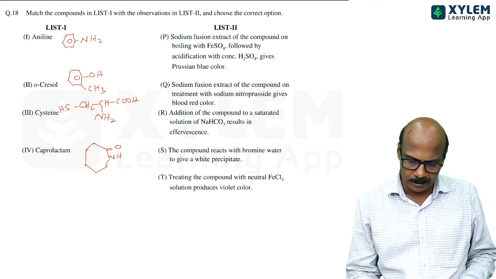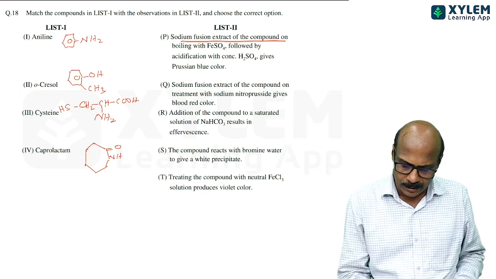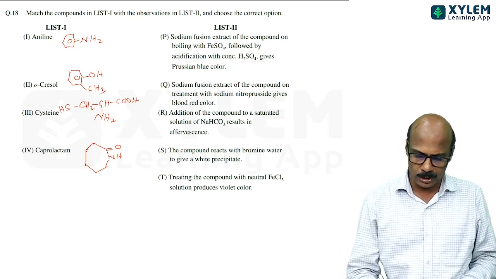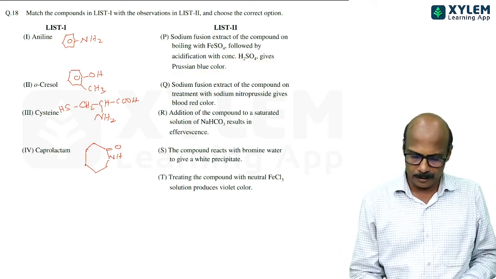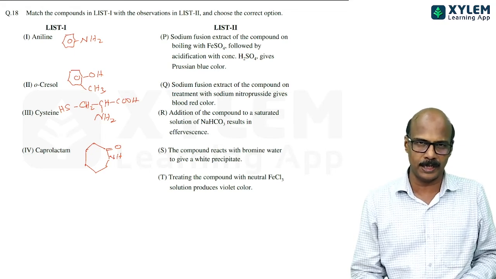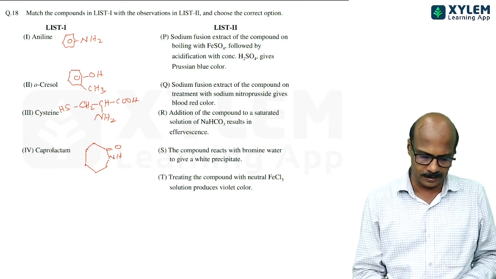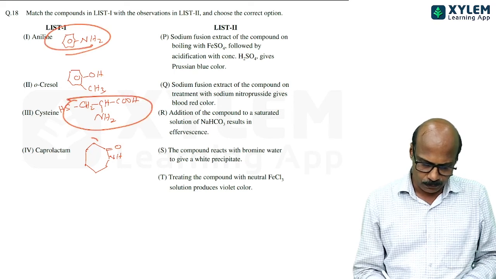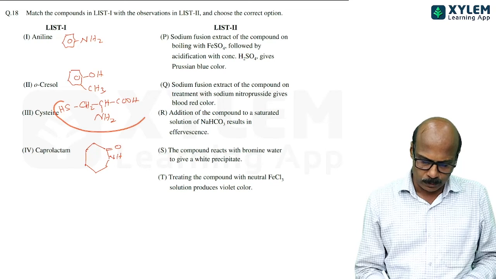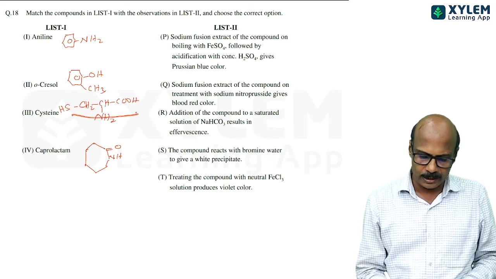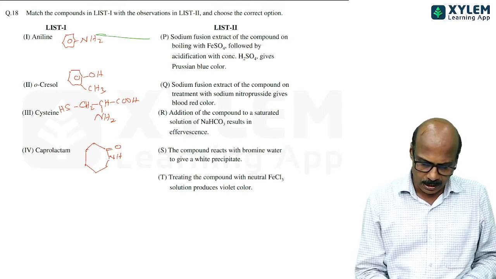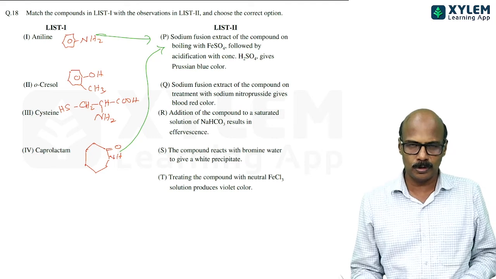And what are the experimental observations given? Sodium fusion extract of the compound boiling with ferrous sulfate followed by acidification with concentrated H2SO4 gives Prussian blue color. You know, Prussian blue color formation, that is ferric ferrocyanide, is obtained only if nitrogen is in the organic compound. The first one contains nitrogen, third also contains nitrogen, fourth one also contains nitrogen. But the problem associated with the third one is that nitrogen along with sulfur is present. Hence, you can get blood red color during the first experiment. So here you can say aniline and also caprolactam can fit for P observation.